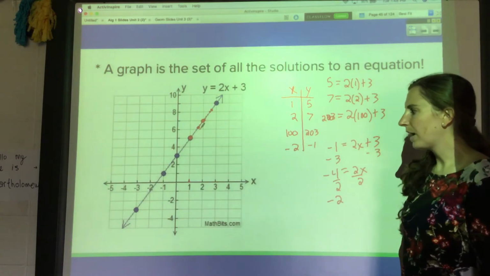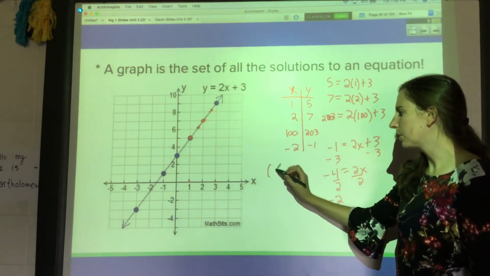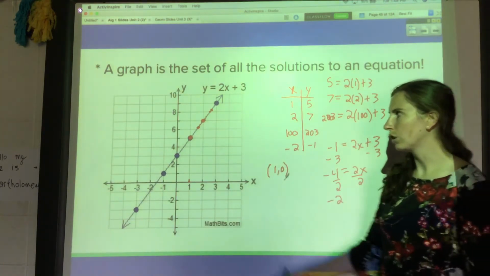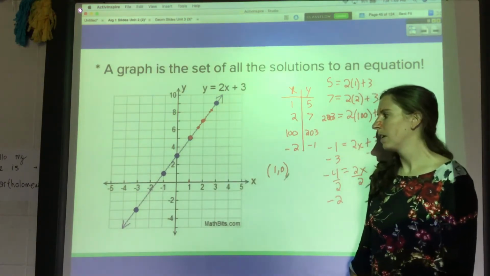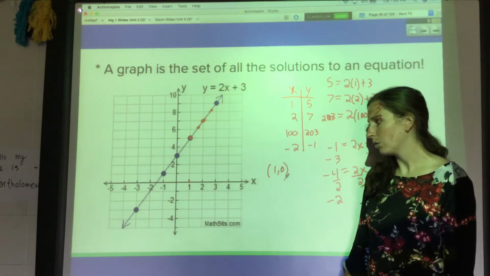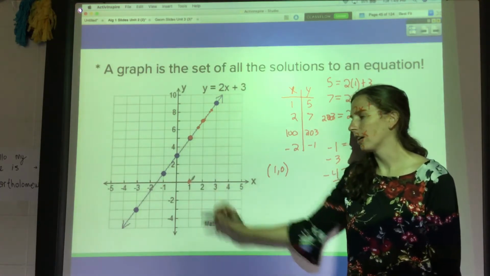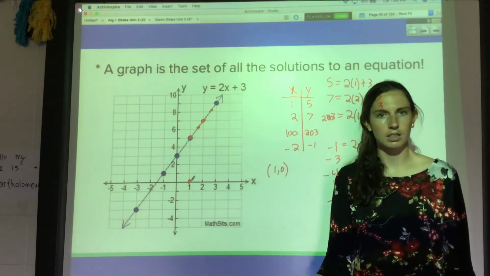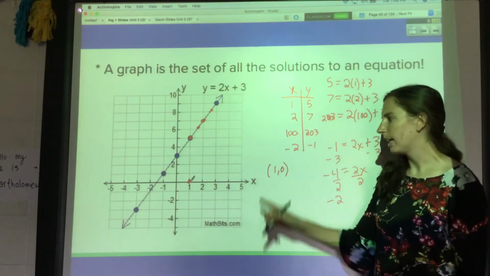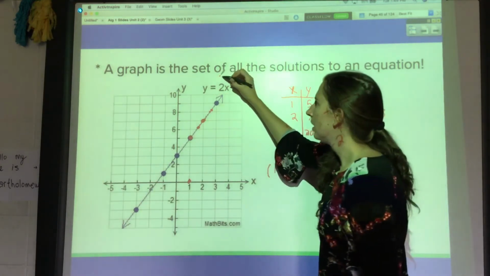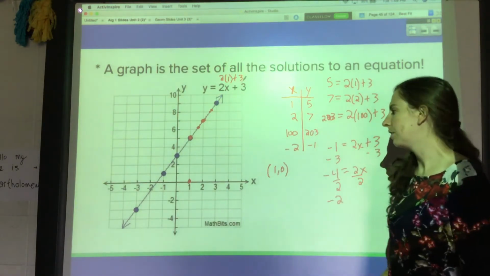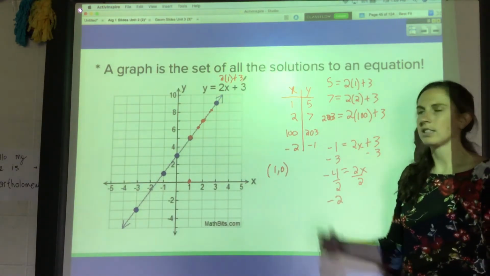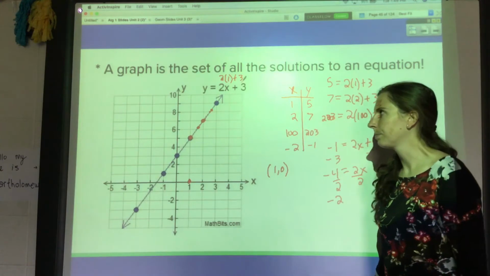So for example, if I asked you, is the point 1, 0 a solution to this equation? And this is a graph of that equation. You could immediately tell me no, because 1, 0 is right here. It's not on the line, so it's not a solution. You could also plug it in, plug in 1 for x, so 2 times 1 plus 3, which is 5, not 0. So that's another way I could tell it doesn't work.